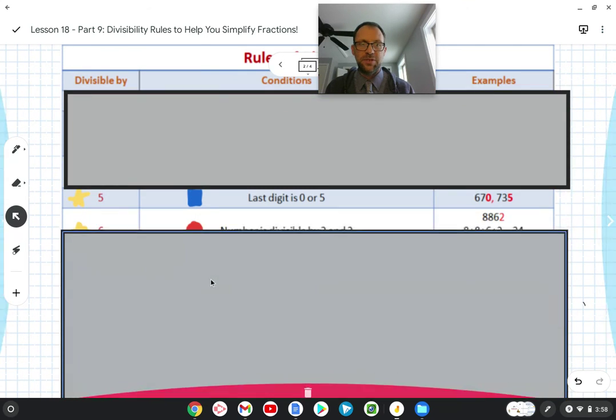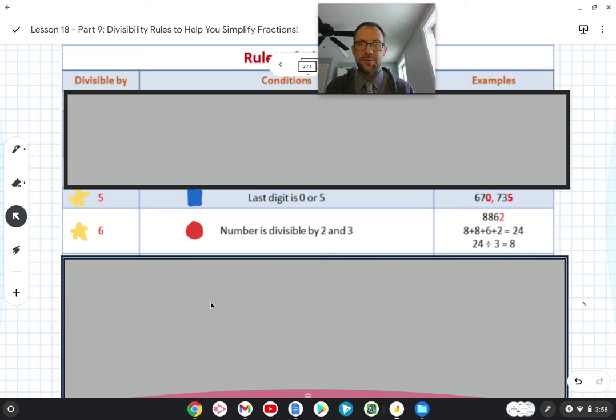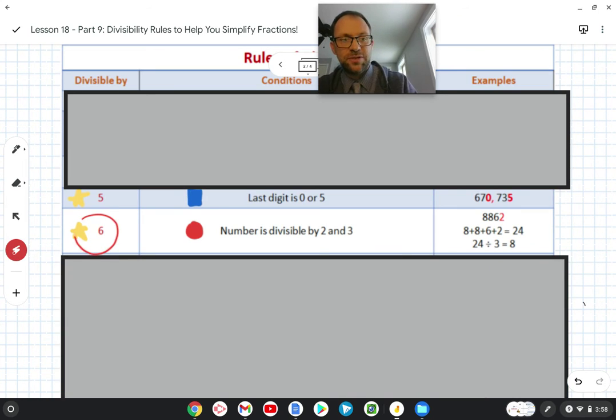The divisibility rule for 6 is if the number, do you see this? We're testing for 6 now. If the number is divisible by 2 and 3, then it's also divisible by 6. So in order to test for the divisibility of 6, you need to first test for 2 and 3. If the answer is yes to both of those, well, here you have it. It's also divisible by 6.